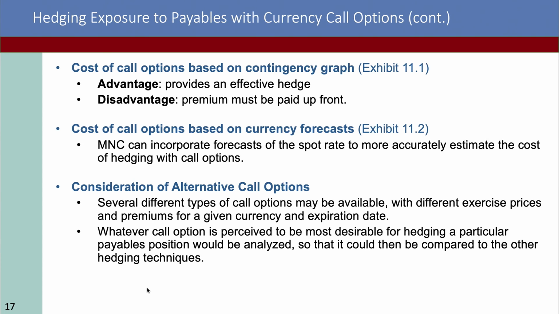So here is a summary about hedging exposure to payables with currency options. We showed you the contingent claim is kind of an ice hockey stick shape, flat on top, then moving downwards. What is the advantage? It is pretty effective, and particularly it hedges against the price moving up, but also gives you flexibility if the price moves down. You don't have the obligation to exercise it, compared to the long forward contract. No downside risk. But the disadvantage is you must pay the premium upfront. It's costly.